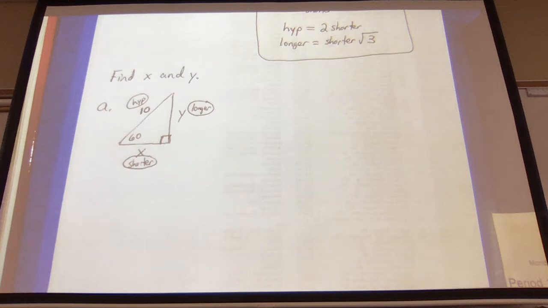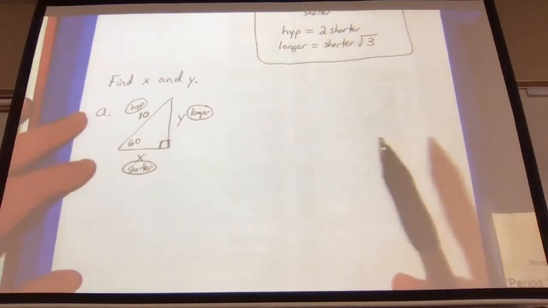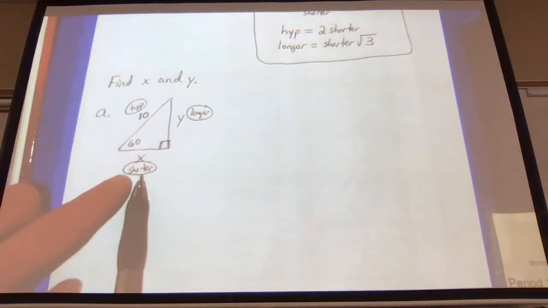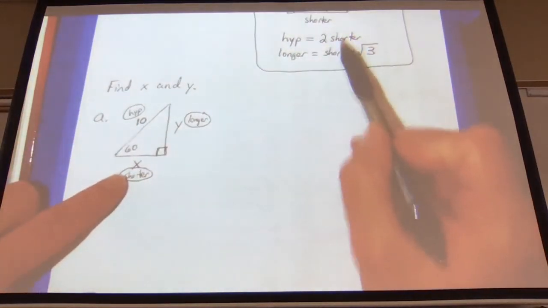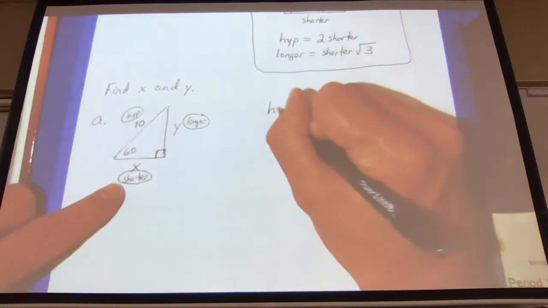And now we're going to put those in. So at this point, you kind of just have to decide whether you want to find the longer or the shorter leg. I'm going to start with this shorter one down here. The shorter leg shows up in both equations. I'm going to start with this one on top. Hypotenuse equals 2 times the shorter leg.